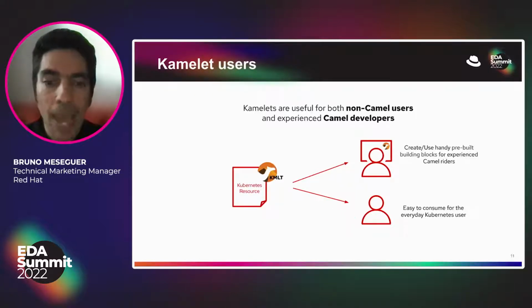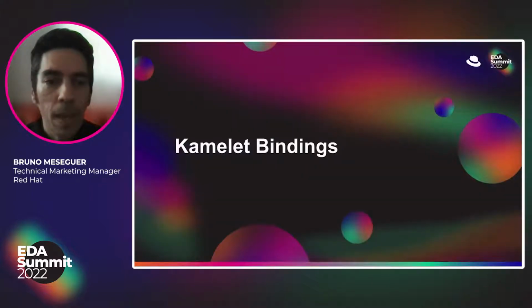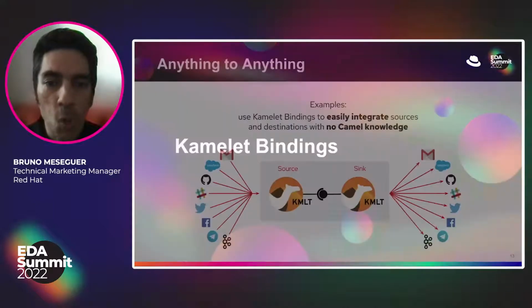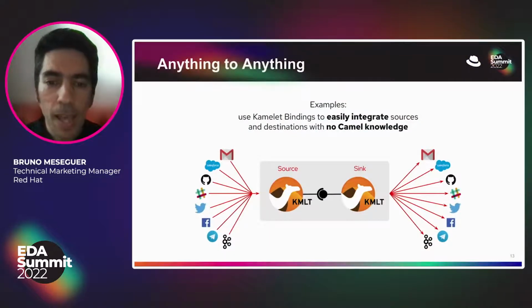So Camlets allow you to easily use them and enable integration flows without experience. Let's see how that is done. That is with Camlet bindings, another abstraction layer, another building block within Camel K. So what do they do? Well, as you can see here, you can bind together multiple Camlets, in this case, a source and a sink, to enable a data flow.